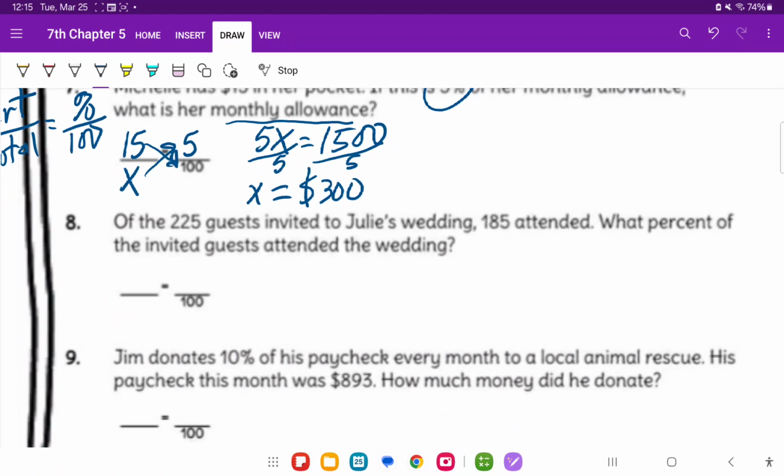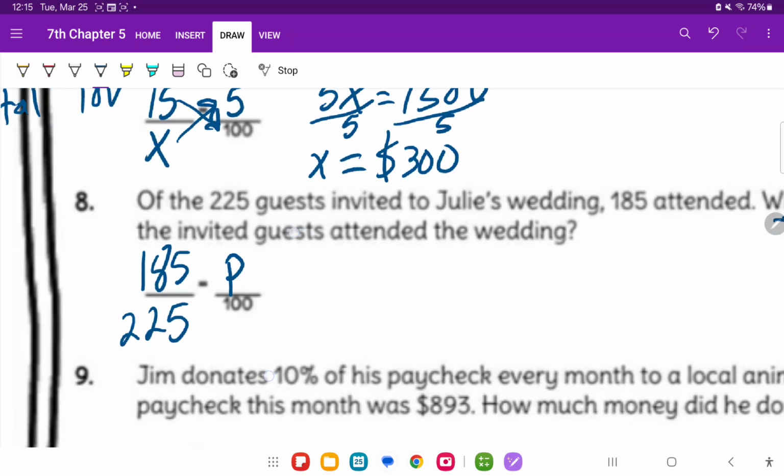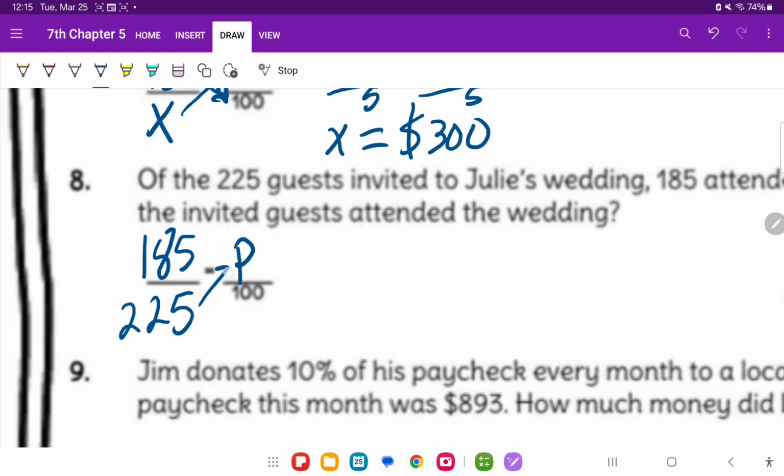Number 8, of the 225 guests invited to Julie's wedding, 185 attended. What percent of that? Again, 185 is only part of them. 225 was the total number invited. And they're saying what percent, right? We don't know the percent. So we're going to cross multiply.